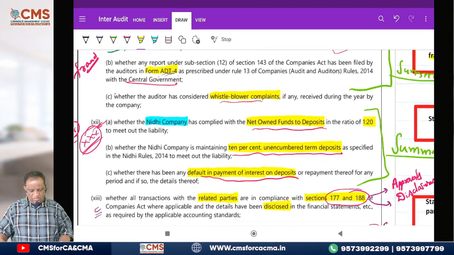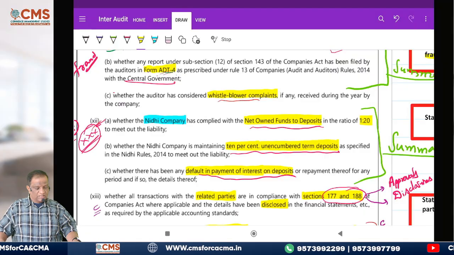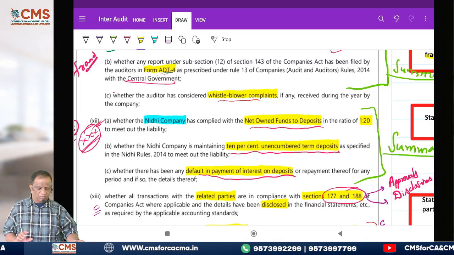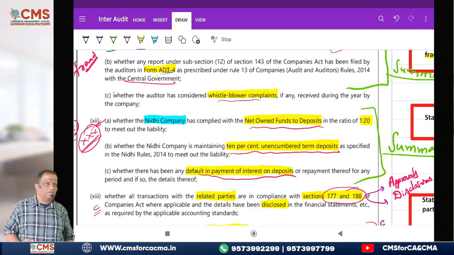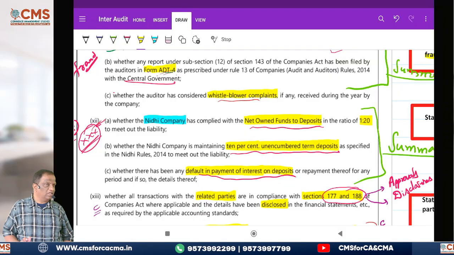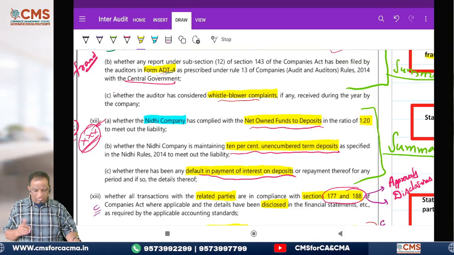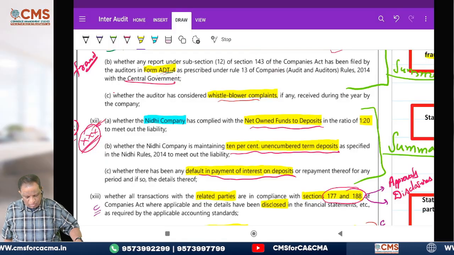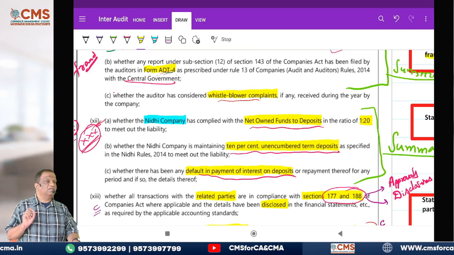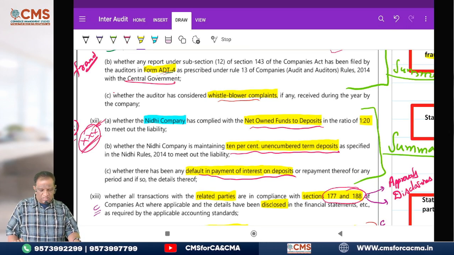And C point, whistleblower compliance. That is, whenever the auditor is commenting, whether the auditor had considered whistleblower compliance for reporting purposes. Generally, they will also be talking about certain frauds that are happening inside the company. So to say whether frauds are there or not, have you read this whistleblower compliance? Because under the Companies Act, generally they are supposed to maintain a register of this compliance by the employees. So based on that, he is talking.